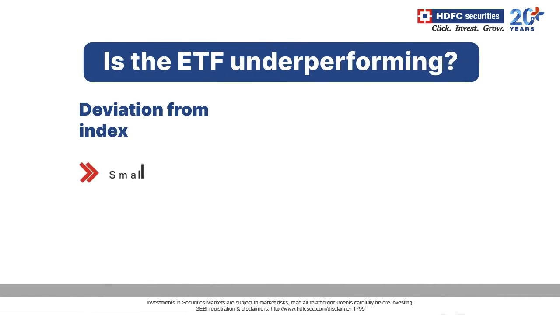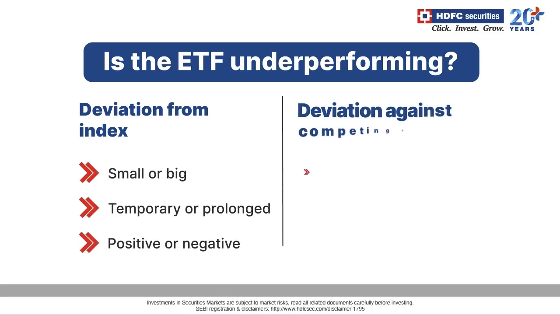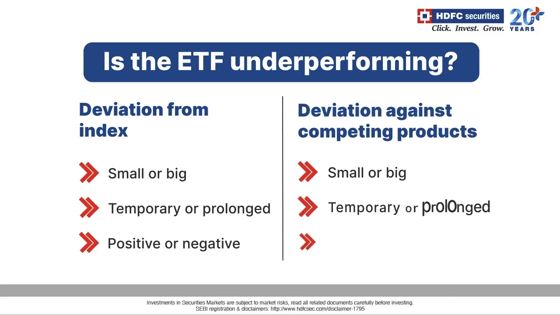We know that ETFs mimic the index that they represent. But how closely is another efficiency determinant? While some tracking error is well expected, performance evaluation will check if the deviation is negligible or significant, temporary or prolonged, positive or negative. Here, the ETF's performance against similar products, that is, ETFs following the same index, is also crucial.